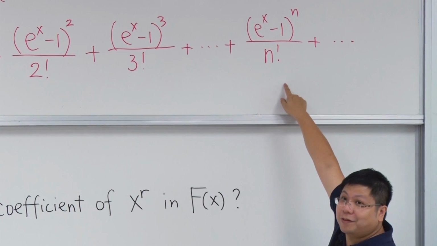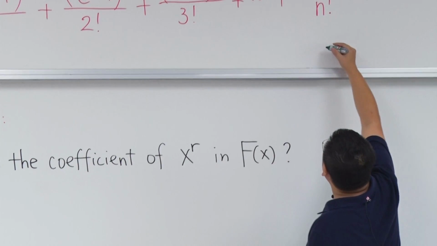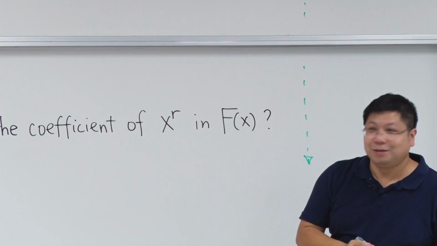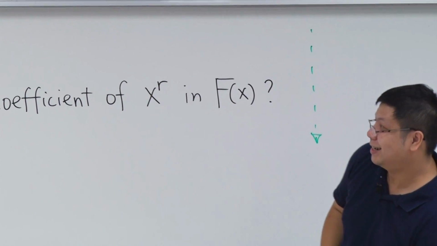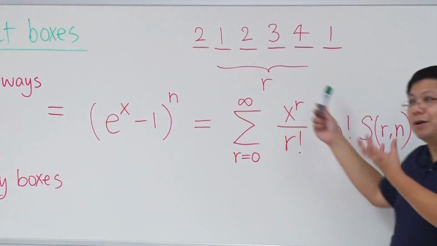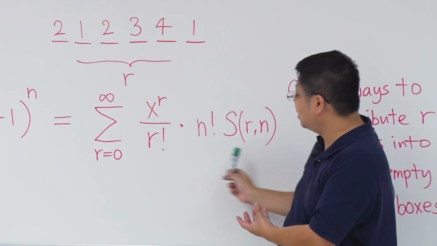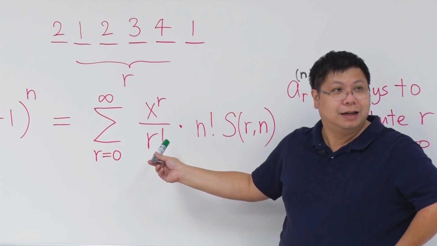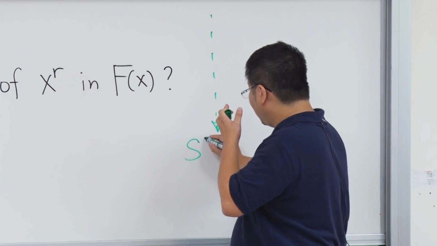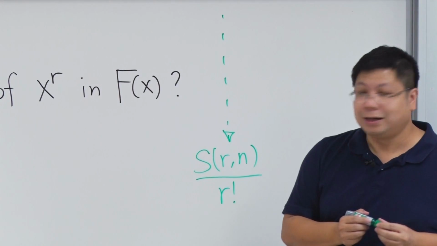And then, what is the coefficient of x to the power r in this term? What is it? This term, it will become what? Look at this term. We find out what is the coefficient of x to the power r there. So this is this one. But then we need to divide it by n factorial, right? So we get what? So we get SRn divided by r factorial. Is that okay? How about the previous term?